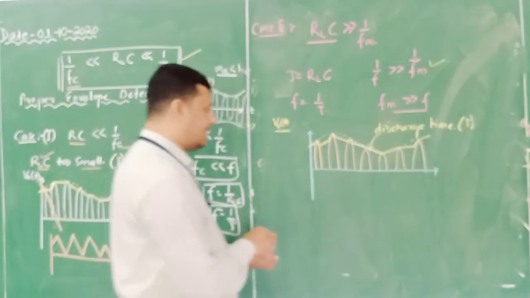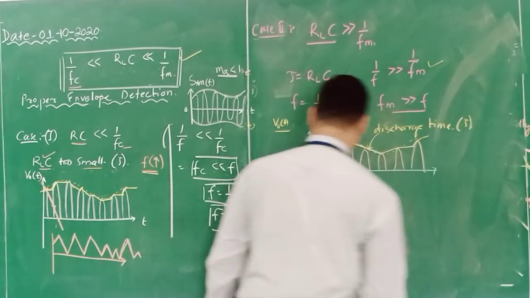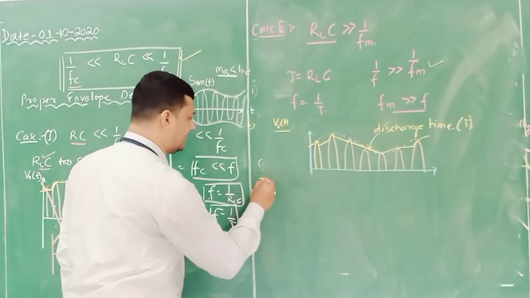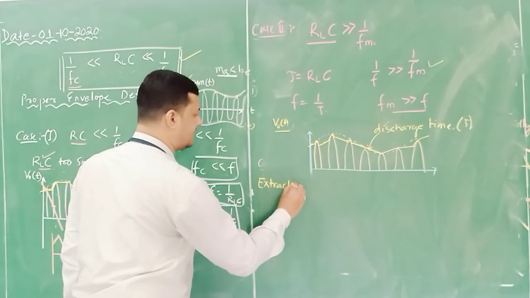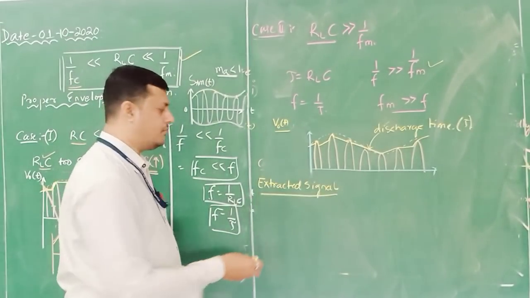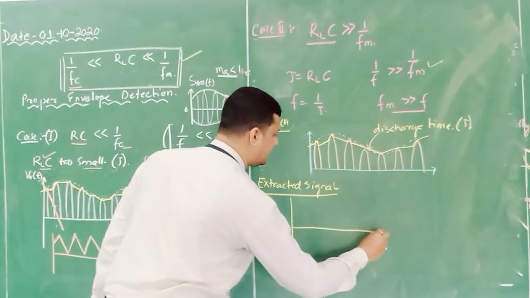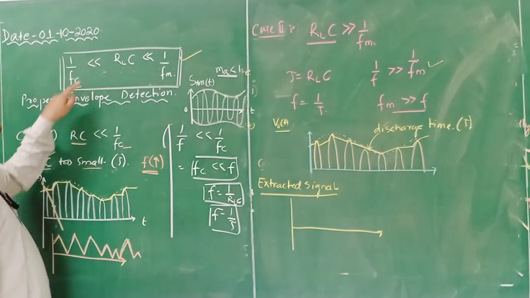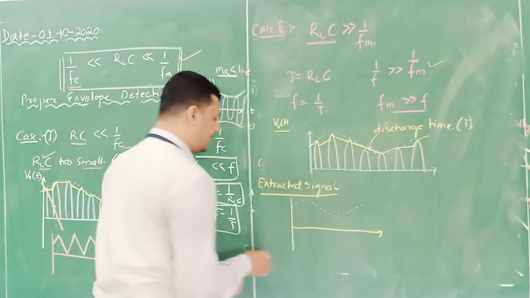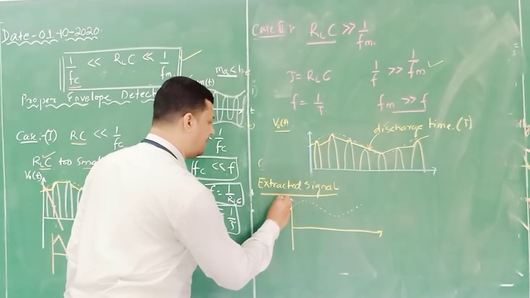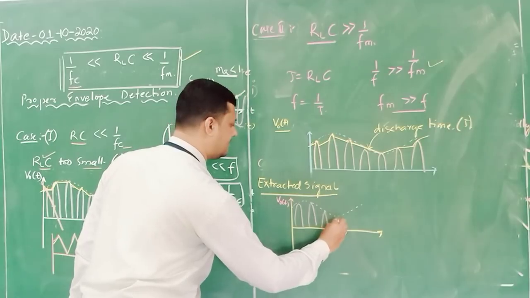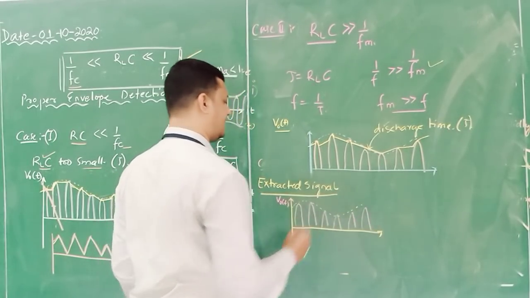Okay. Now here in the third, I will show the total construction of the extracted modulated signal. I will write extracted signal. Extracted signal, after that output. So first, if we satisfy this proper envelope detection, then how the output will look, let's see. Suppose this is the positive half we are considering. So this is first, this is second, this is third, fourth, fifth, sixth, like this.